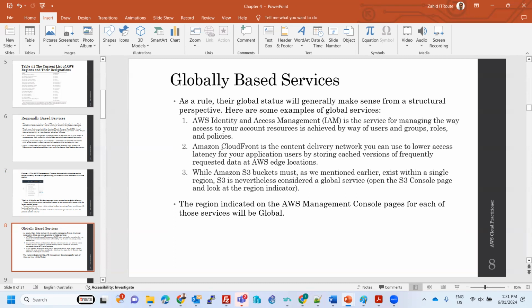So this service can help you globally to direct the traffic. While an Amazon S3 bucket must, as we mentioned earlier, exist within a single region, S3 is nevertheless considered a global service. Open the S3 console page and look at the region indicator. So that means even if you create a storage account, you can create it in a particular area. The region indicated on the AWS Management Console pages for each of those services will be global.